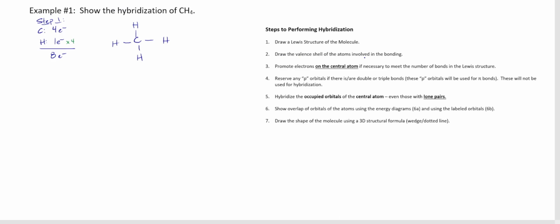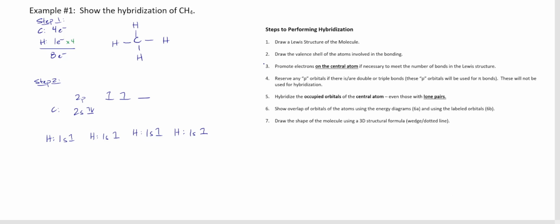All right, so step 2. Step 2 says draw the valence shell of the atoms involved in bonding. Okay, so let me do that. Carbon right here is 2s with 2 electrons, 2p, and we saw this before. It looks like carbon could only form 2 bonds. We know it doesn't. We know that it forms 4. And then you have hydrogens. You have 4 of them, and they all have 1s valence shells.